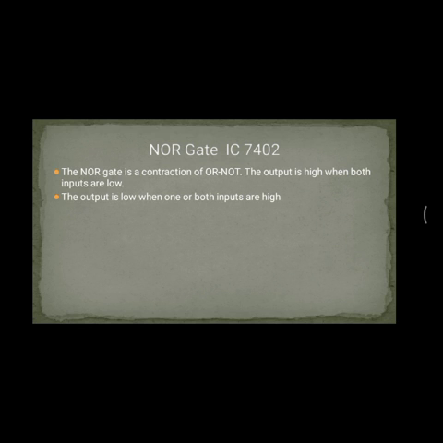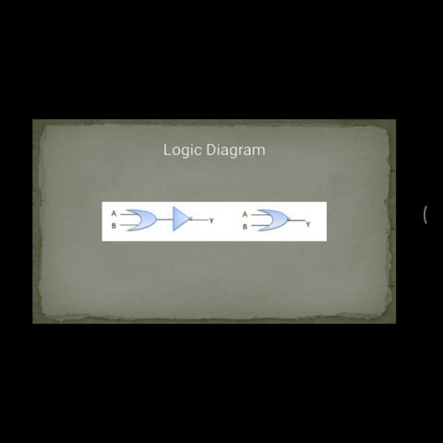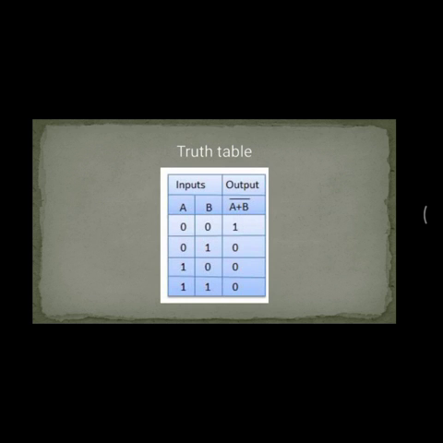NOR gate. The NOR gate is a contraction of OR and NOT gates. The output is high when both inputs are low. The output is low when one or both inputs are high. This is an example of a NOR gate. This is the logic diagram of a NOR gate. This is the truth table of a NOR gate.